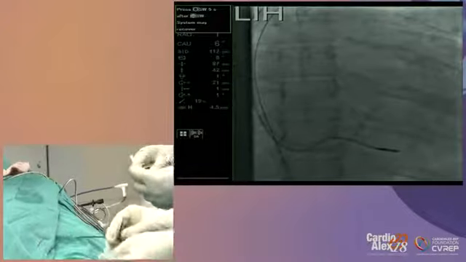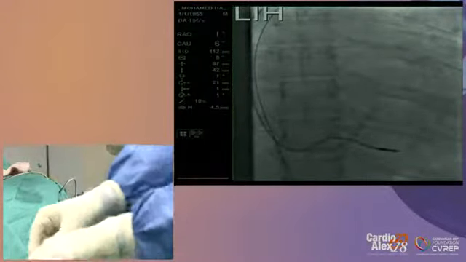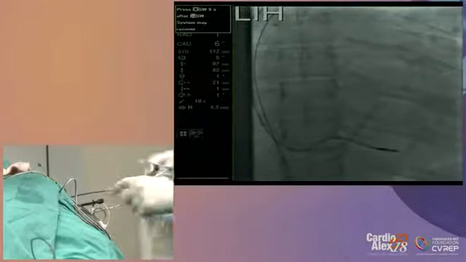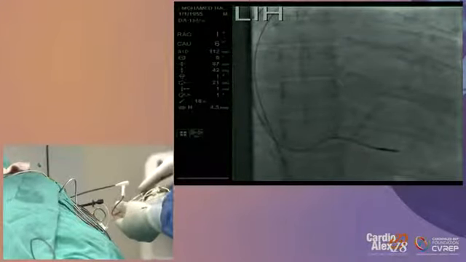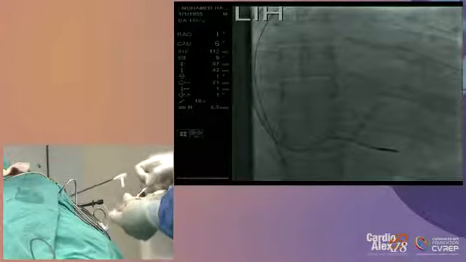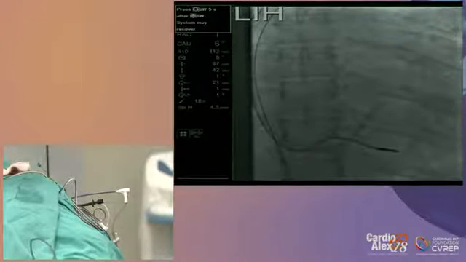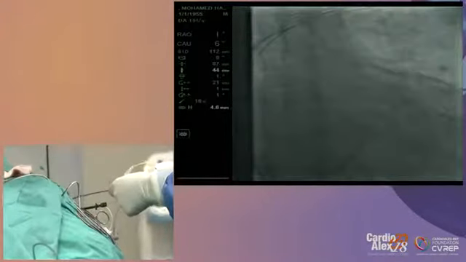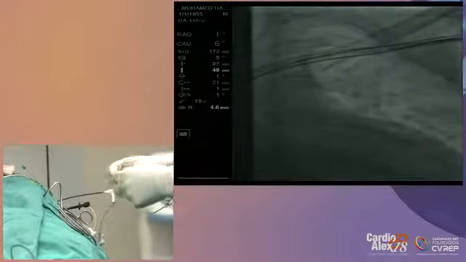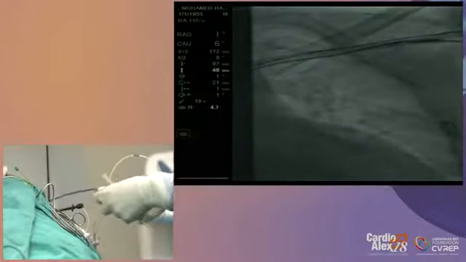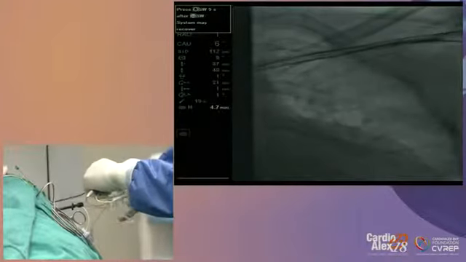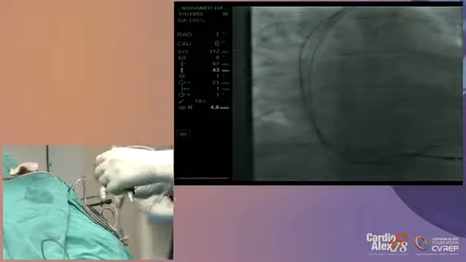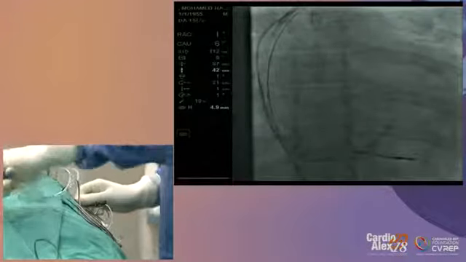Typically, we do the angiogram using a Swan-Ganz catheter. So now Dr. Ali is introducing the Swan-Ganz catheter through that sheath, and this will be used to obtain the contrast injection.